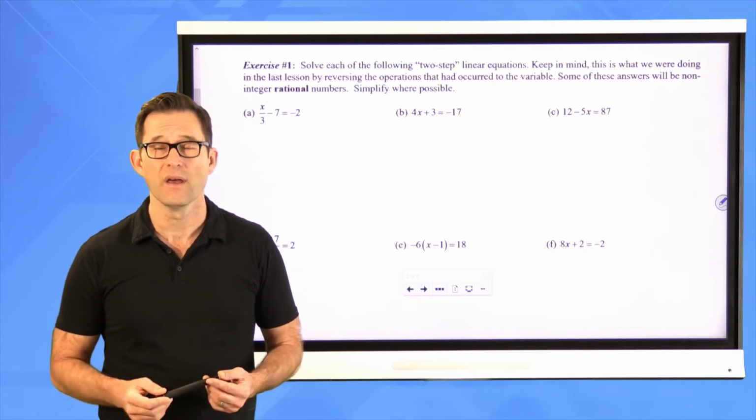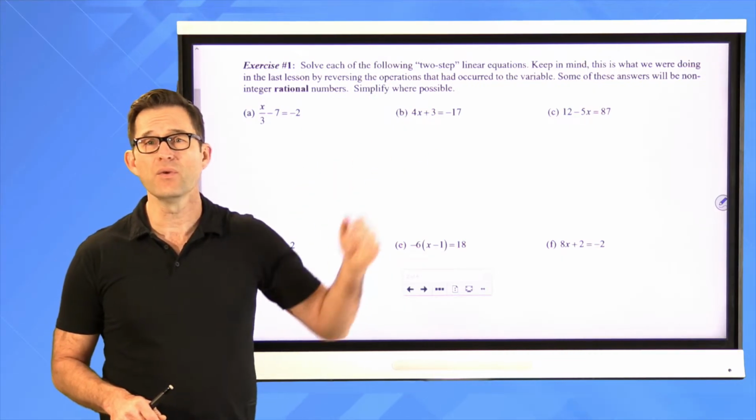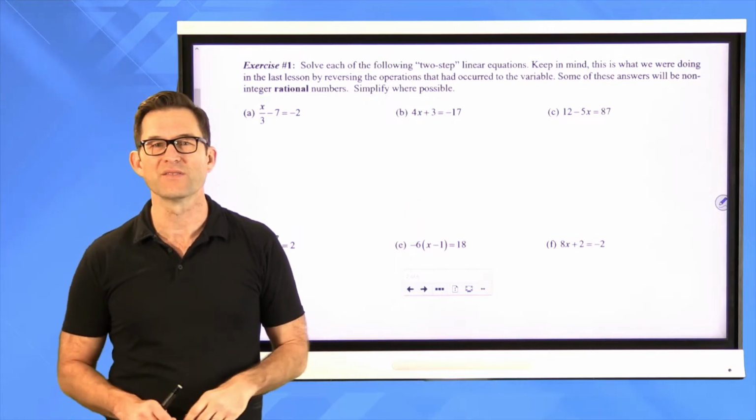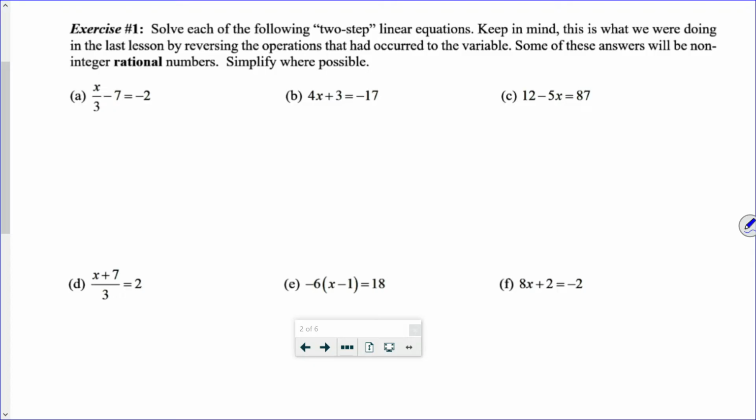I want you getting the right answer, even if you have to use that calculator to help you with some of the arithmetic. So let's jump into it right away, and let's do letter A, maybe have you do letter B. I think we want to take a look at letter C together, but we'll get there. So let's take a look. Letter A. I've got x divided by 3 minus 7 equals negative 2.